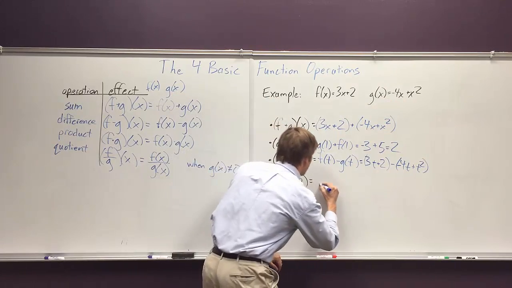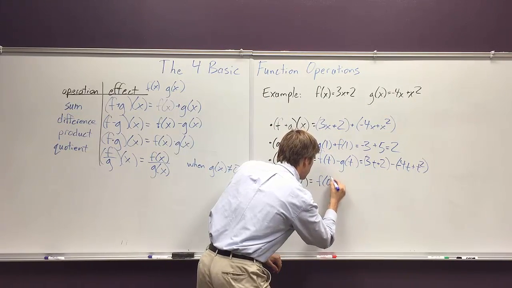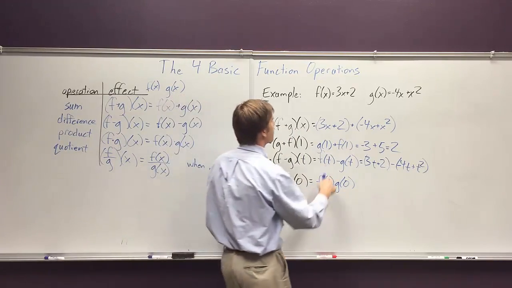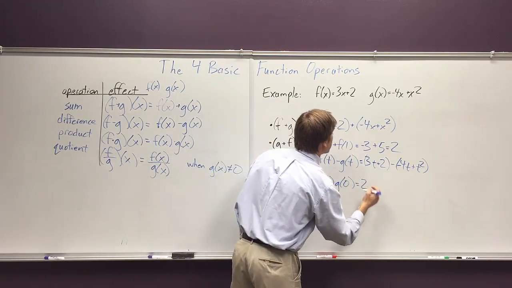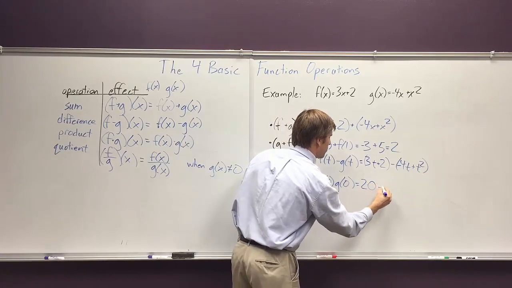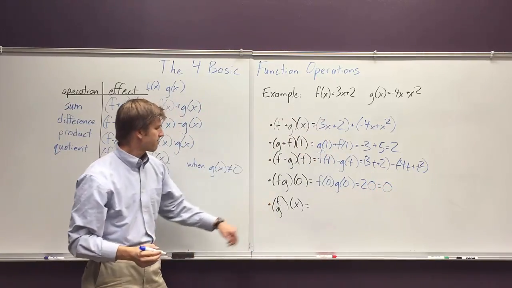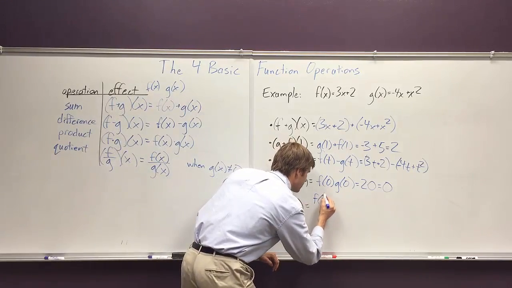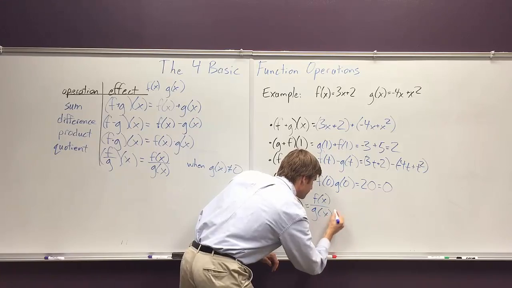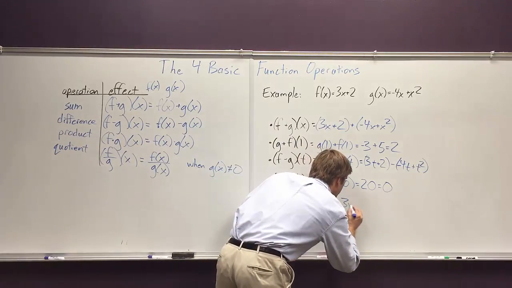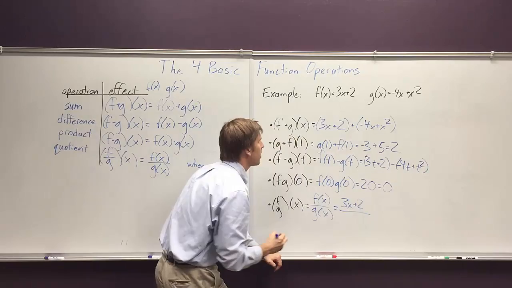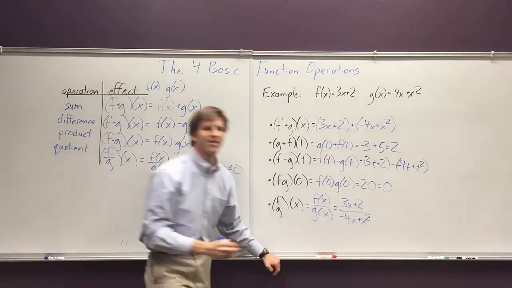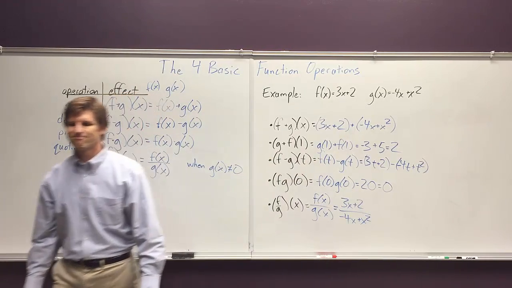Okay, f of 0 times g of 0 is what this means. F of 0 is 2. G of 0 is 0, so we get out 0. F over g of x is f of x over g of x. So that's 3x plus 2 divided by the entire quantity, negative 4x plus x squared. There you have it.